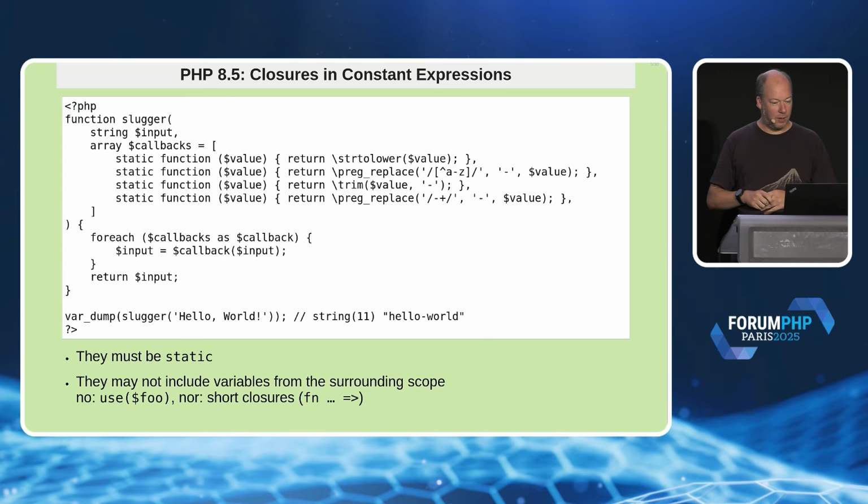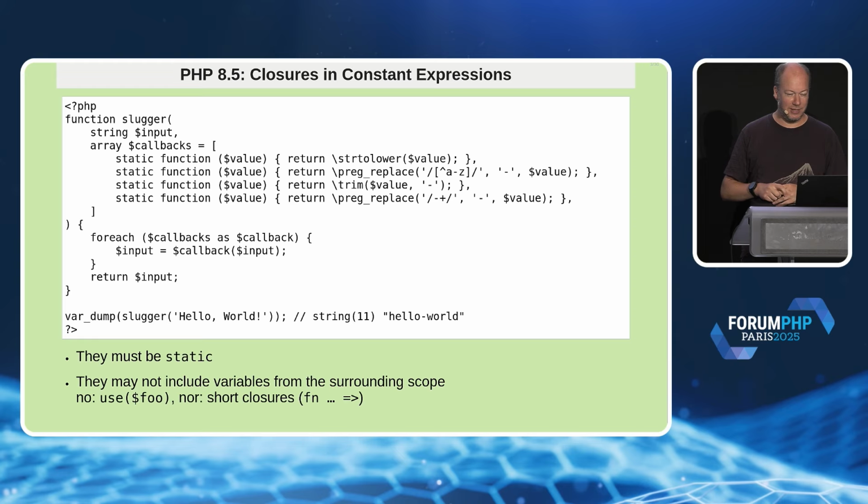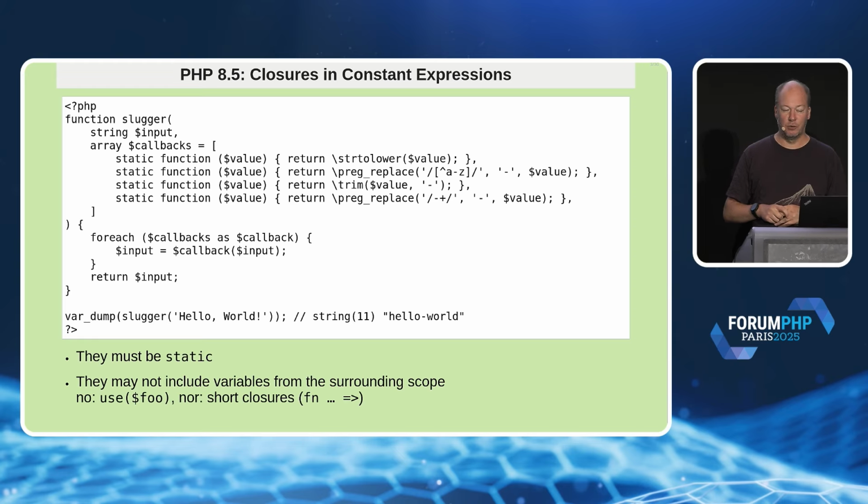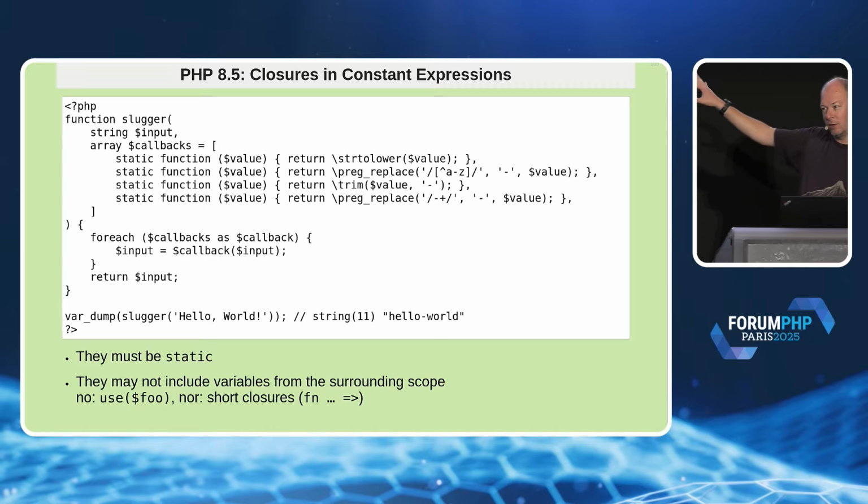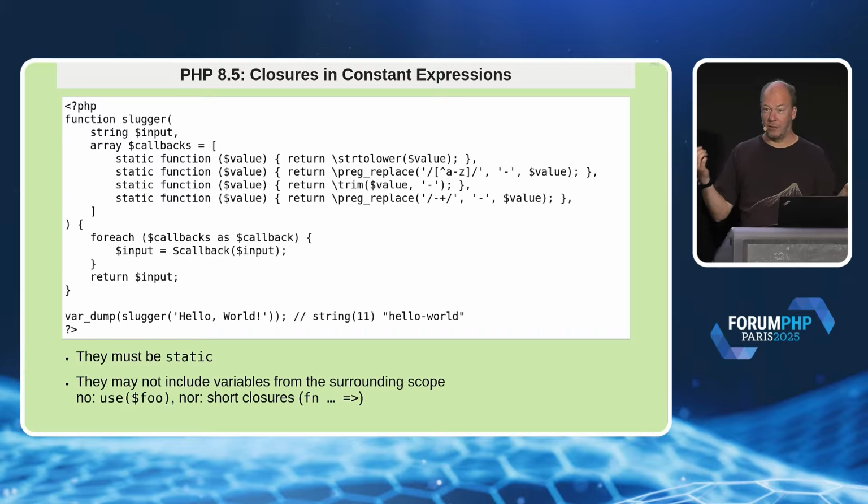PHP 8.5 adds this new feature, which is called closures in constant expressions. They are a way of defining, like in this case, a default value for the callbacks, and they're all closures. They must be static functions or normal functions. They may not include variables from the surrounding scope because they need to be static. They need to be standing on their own. They can't have a scope that they are bound to.